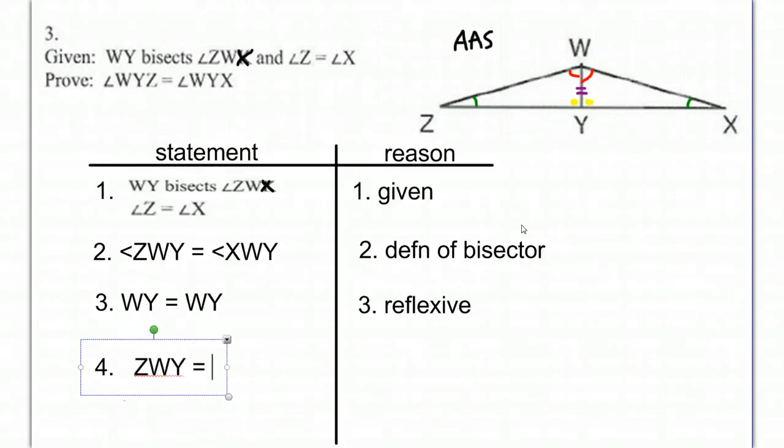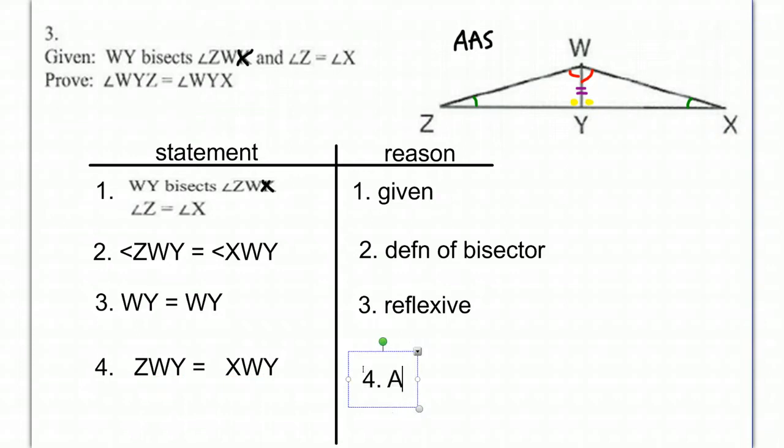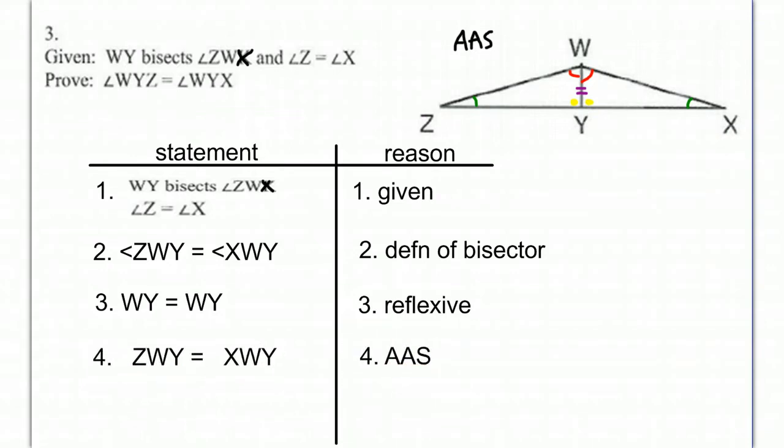ZWY. That triangle is congruent to, and I'm going to start now from the other side and go up the same direction because I have to have my corresponding parts matching up. XWY. And that is by angle, side. And I'm going to want to mark my little triangle symbols here since we are dealing with two triangles.